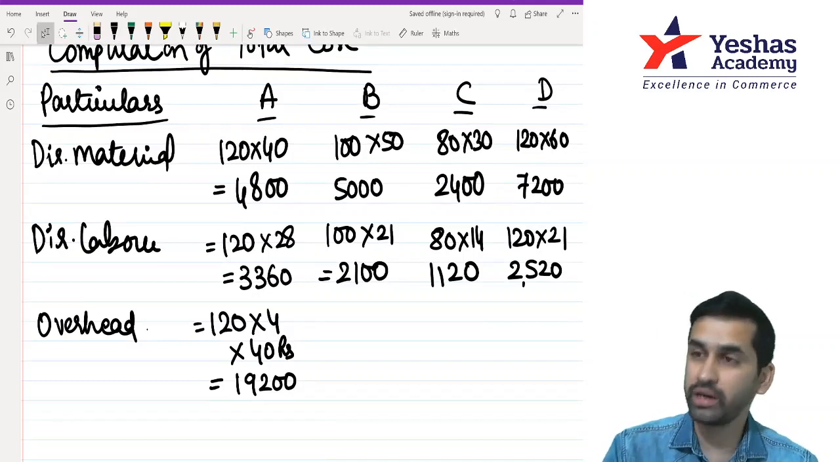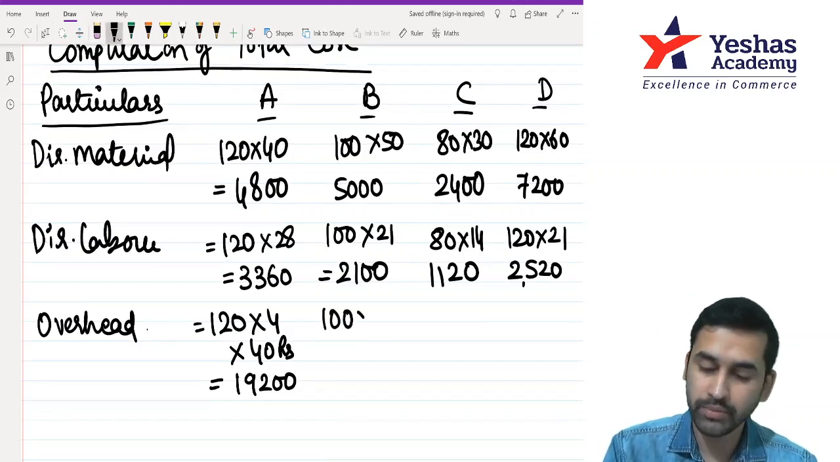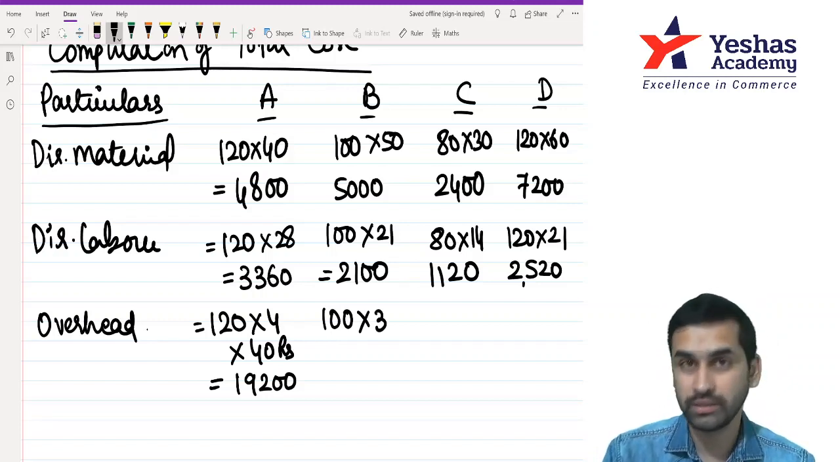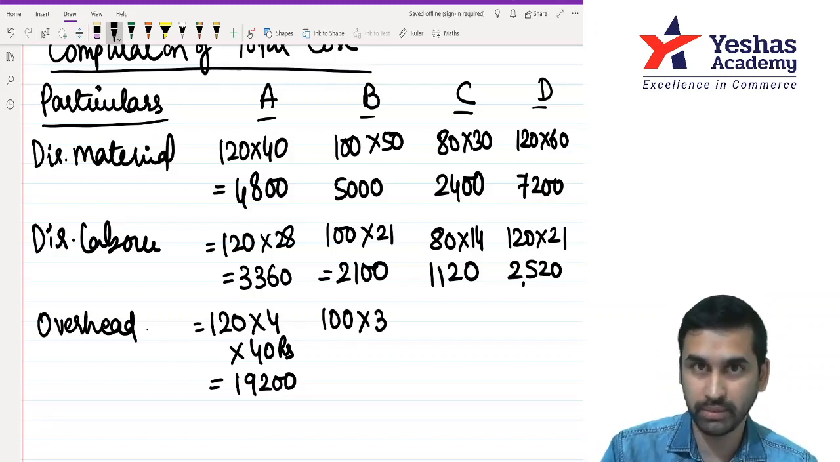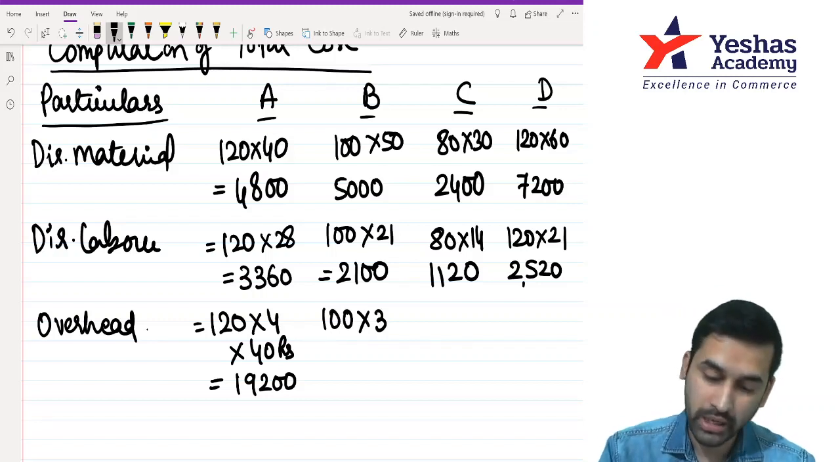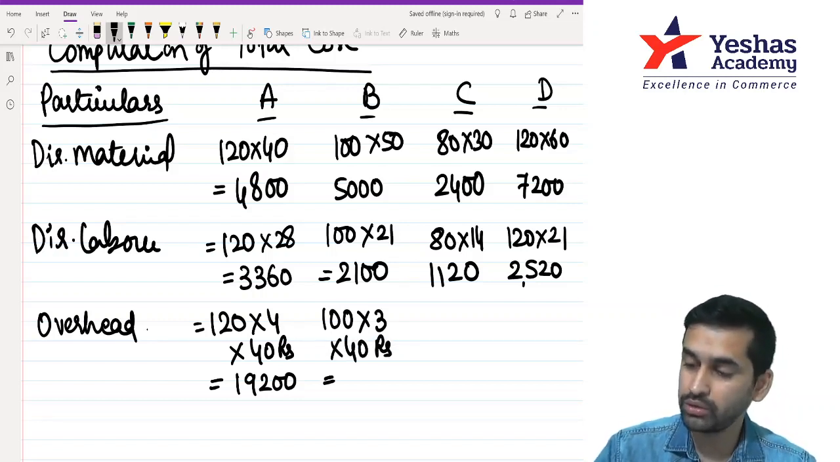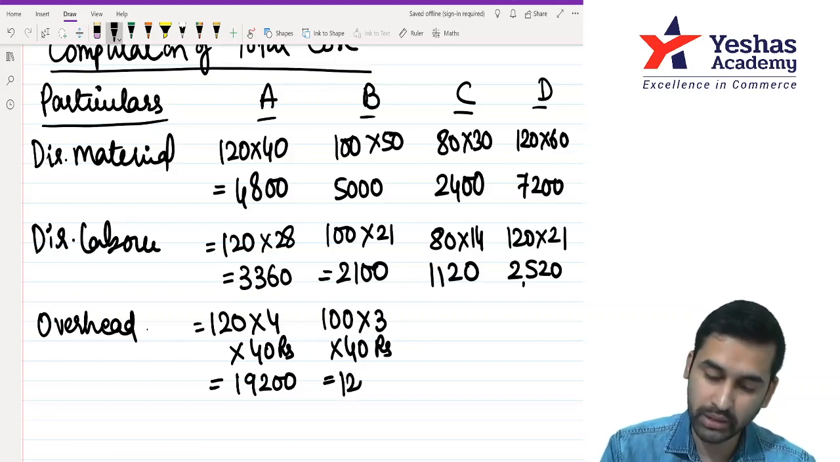Same way, product B, 100 units. Each unit will require 3 machine hours. 3 machine hours given in the first table, by the way. Yeah, 3 machine hours, and it will cost me 40 rupees. So 100 into 3 into 40, 12,000 rupees.